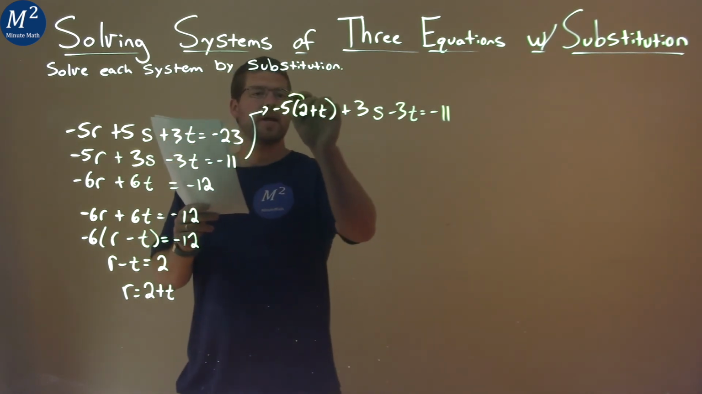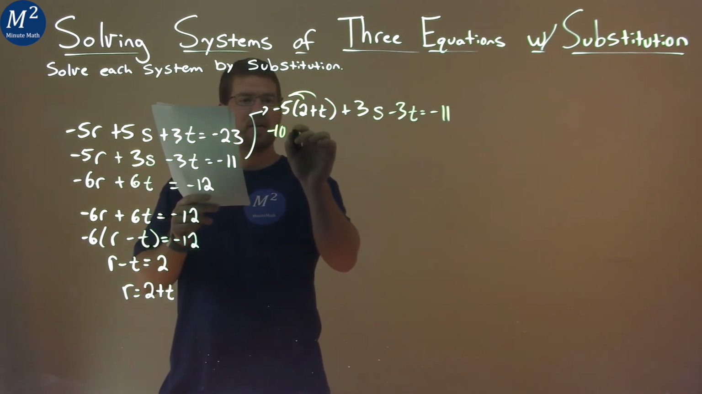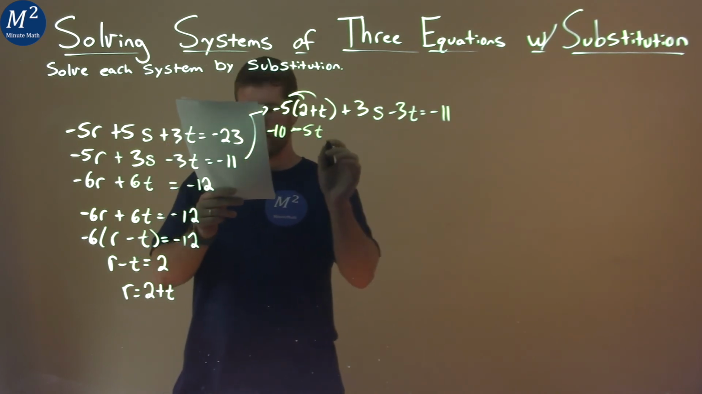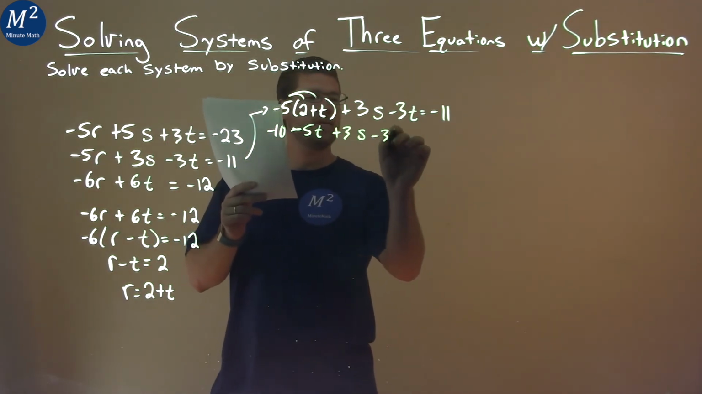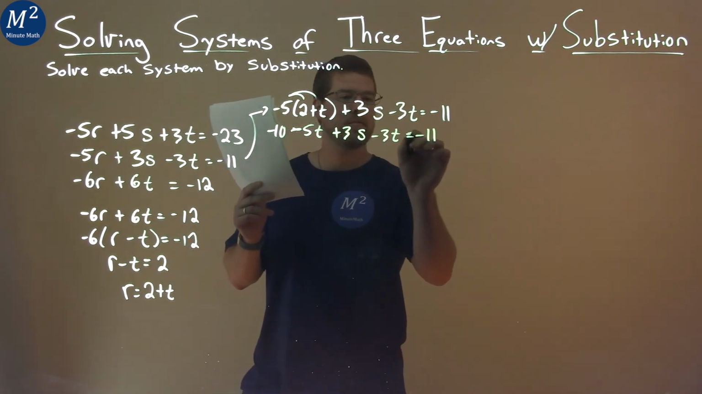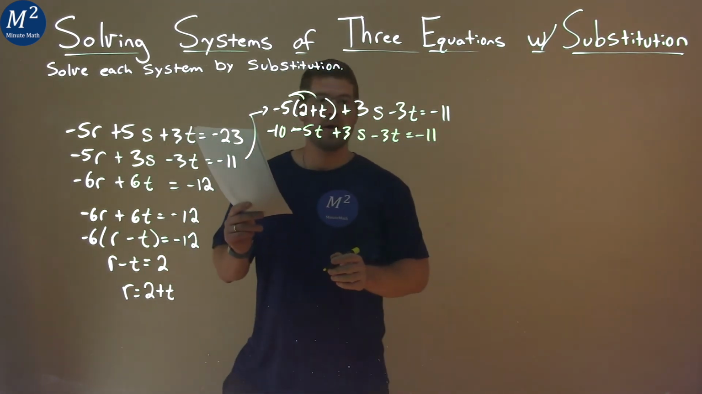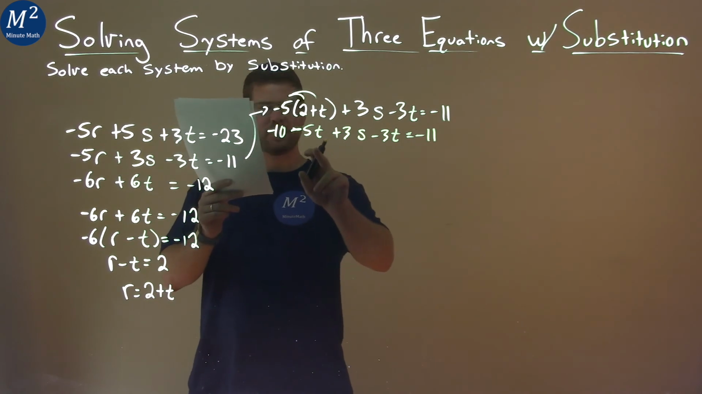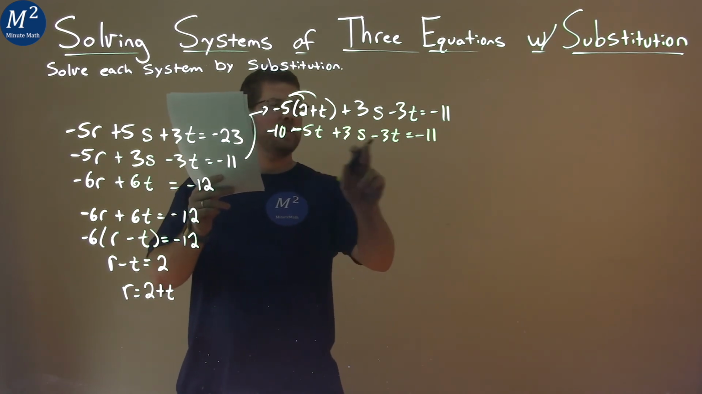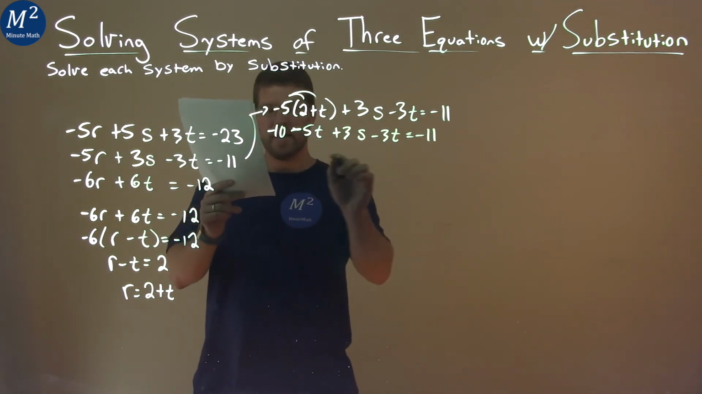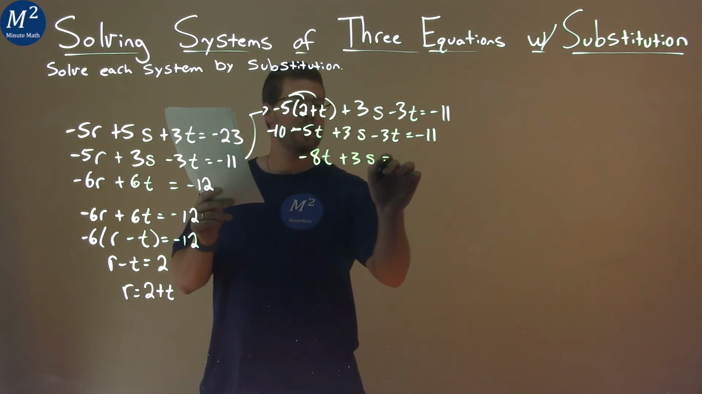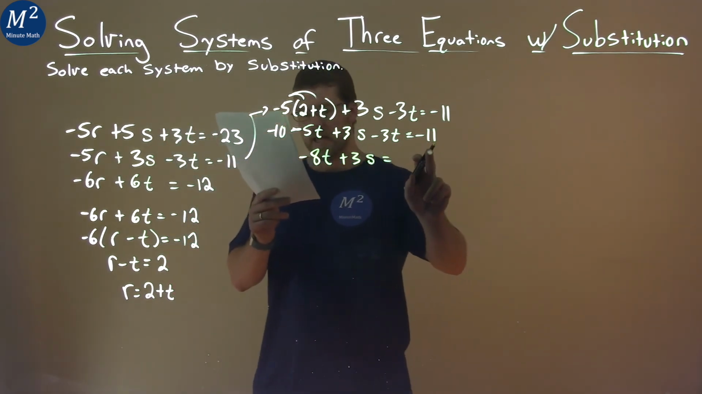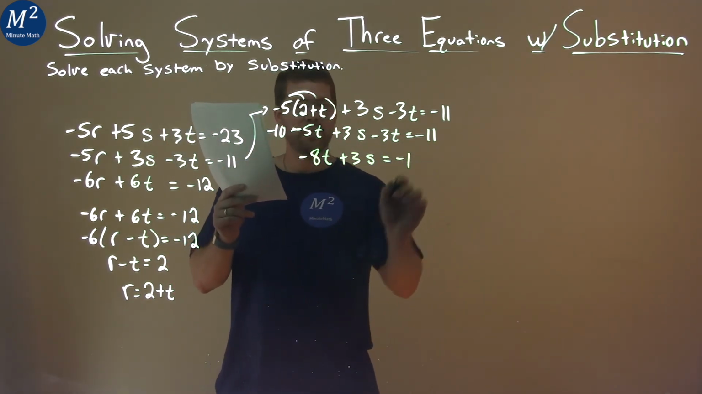So distribute the negative 5 over, and we have negative 10 minus 5t. Then we have plus 3s minus 3t equals negative 11. Let's combine our like terms where we can. Negative 5t and minus 3t is negative 8t. We have just a 3s here. And then if we add 10 to both sides, negative 11 plus 10 is negative 1.